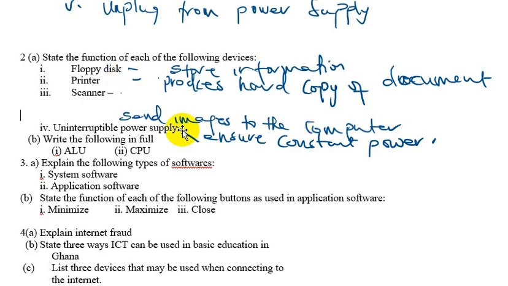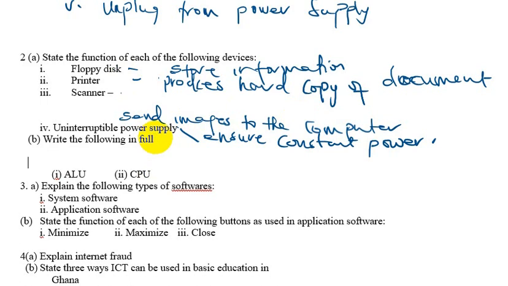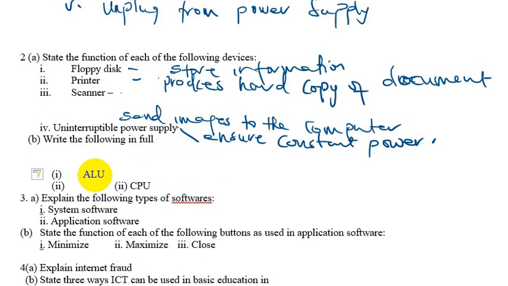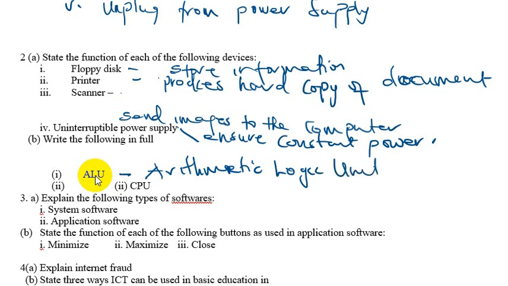And they said, the B says that we should write the name of the following in full. We have ALU and we have CPU. So to write it in full, ALU means what? ALU means arithmetic logic unit. Okay, and our CPU means what? Central processing unit. Okay, now that is that for question 2.